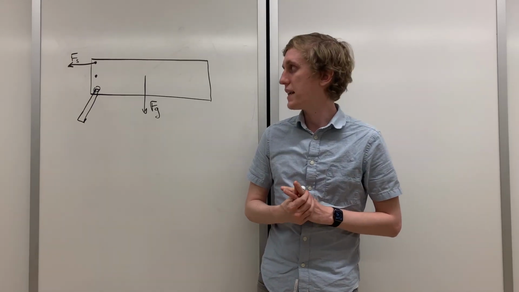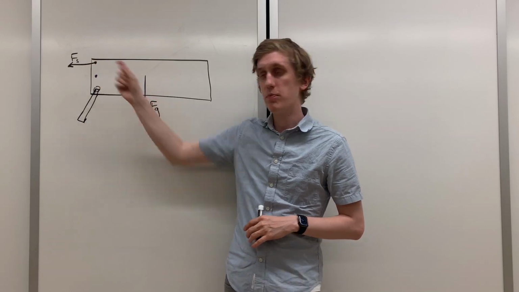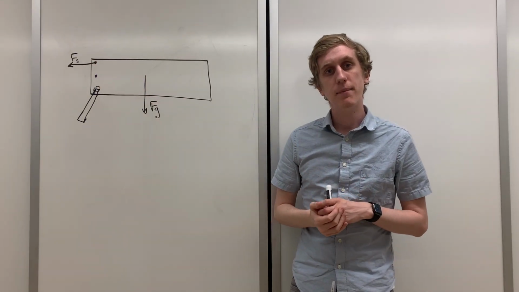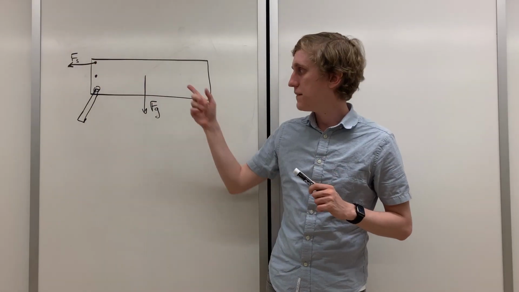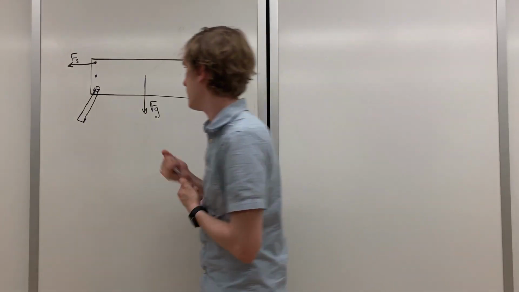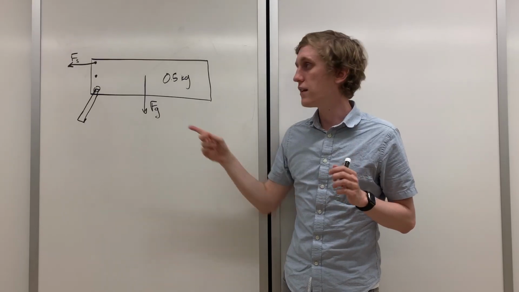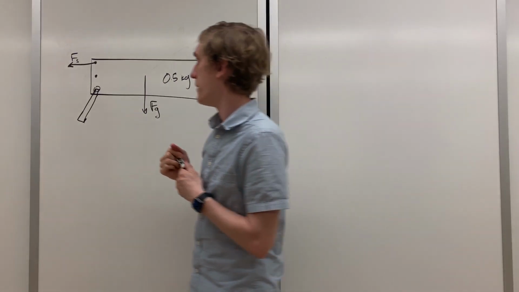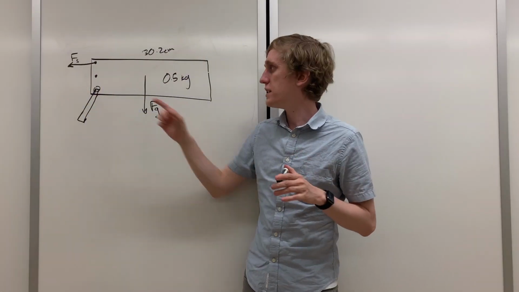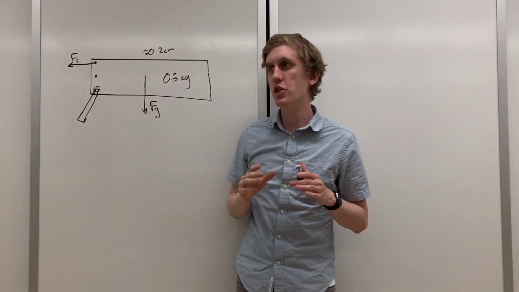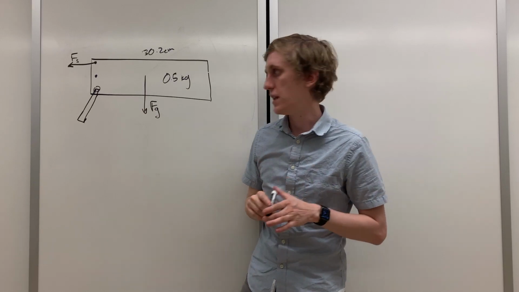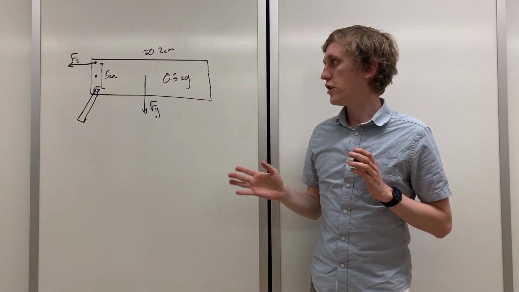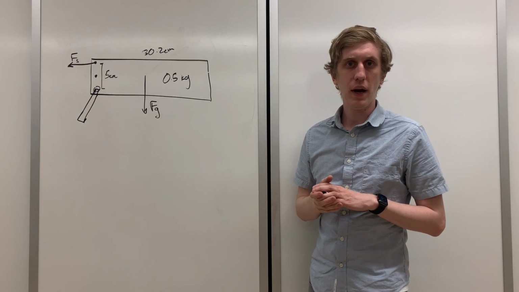Now let's try to calculate what the force of the spring here should read. As a refresher, the mass of this bar is 0.5 kilogram. The length of the bar is 30.2 centimeters. And the distance between the hinge and the location that the spring is acting is 5 centimeters. Let's start by determining what the torque is due to gravity.